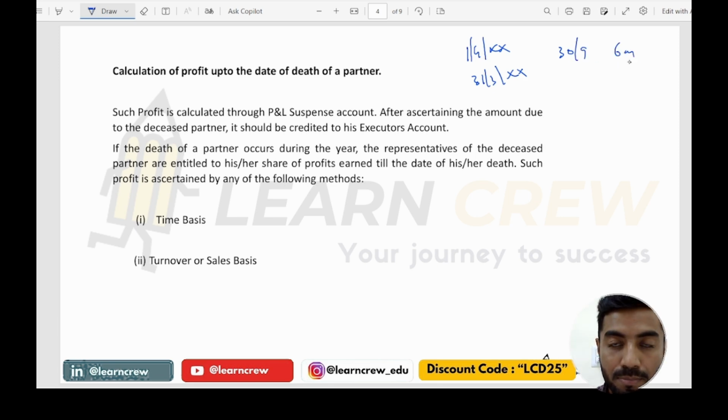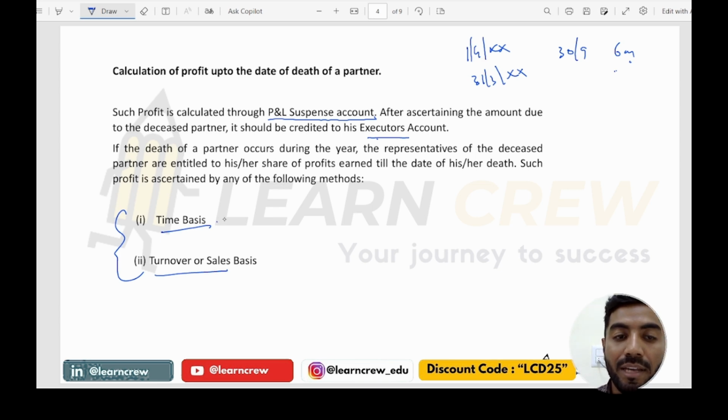So for the 6 months, how do we calculate profits? What is the base here? There are basically two options: time basis and turnover or sales basis. Such profit is calculated through the P&L suspense account, after ascertaining the amount due to the deceased partner. It should be credited to the executor's account. Executor is nothing but the legal representative. If the death of a partner occurs during the year, the representatives of the deceased partner are entitled to his or her share until the date of death. Such profit is ascertained by either of the following two methods.